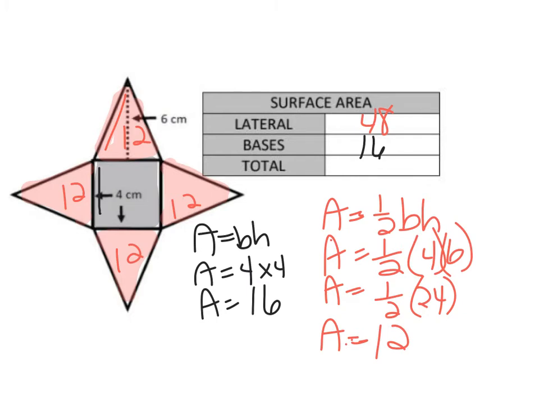Now to find the total, all we have to do is add them up. So that's 14. And it's going to be 64. And don't forget the units. So it's the same thing we were doing yesterday, but now again, we're separating them. So whenever they ask you for lateral, and sometimes they'll just ask you for lateral surface area, and that's all you have to do. Find the area of the faces.